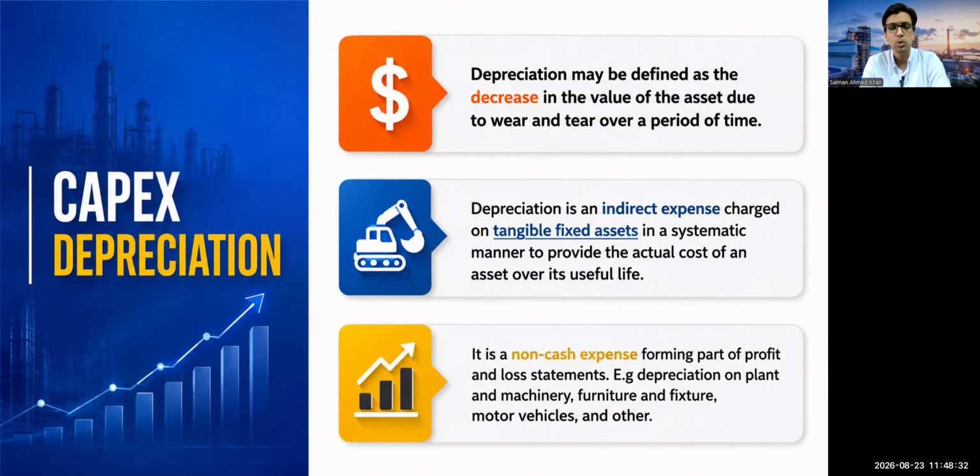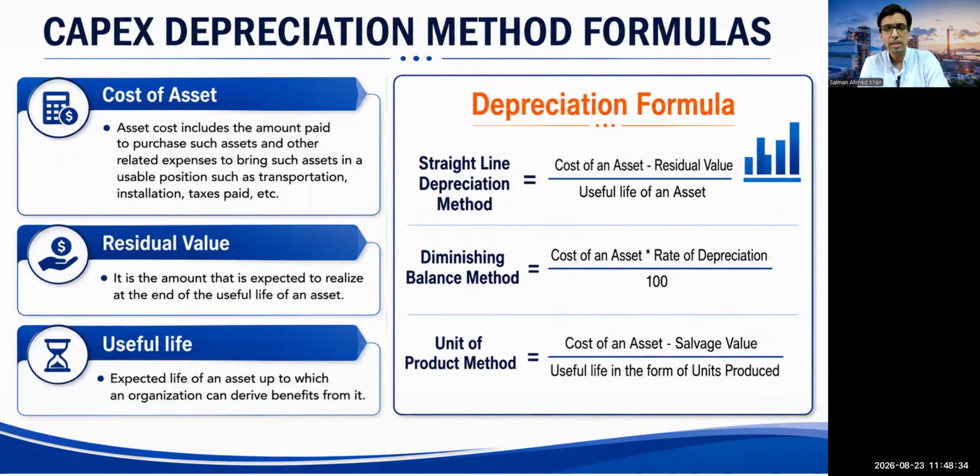So how do we do the depreciation? There are basically three formulas that we apply in finding the depreciation cost. And of course, if in life you want to sell your assets, you can take reference from these formulas as well, which we have studied in the books. The three formulas are the straight line depreciation method, the diminishing balance method, and the unit of production method.